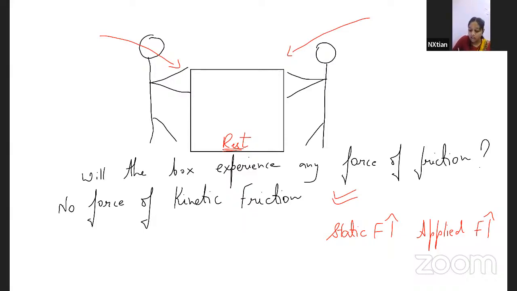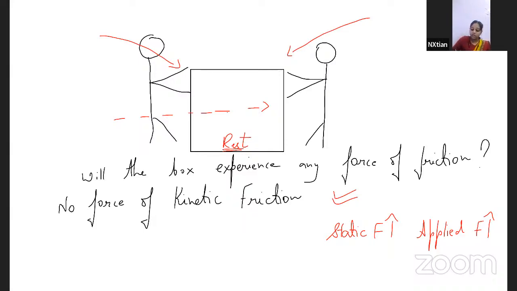Suppose the applied force, the pushing force from this direction, is greater than the static friction. Then the object will start to move. Once the object starts to move, static friction ends and kinetic friction begins. That is the movement.